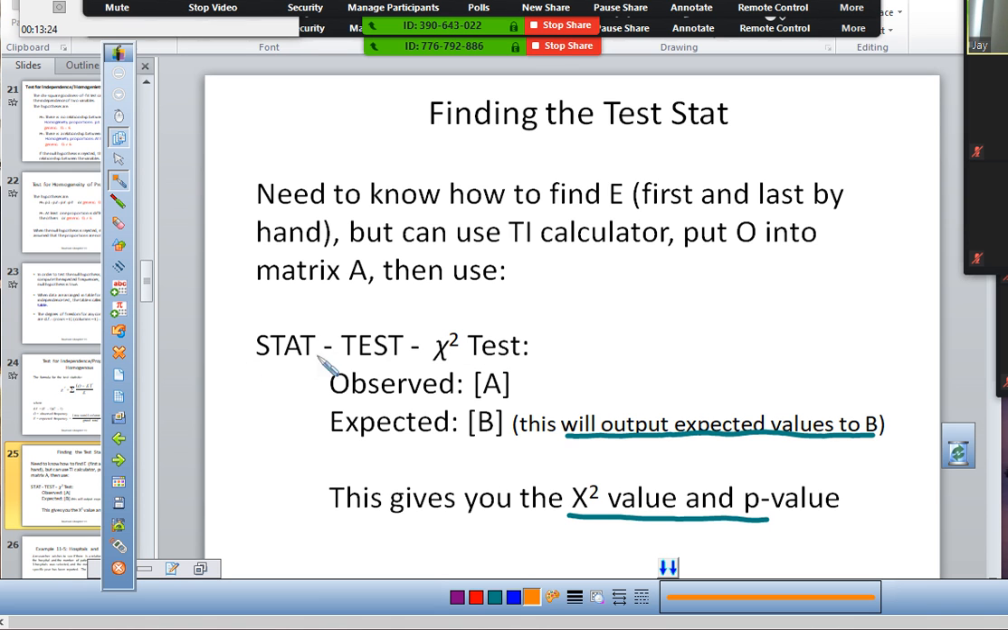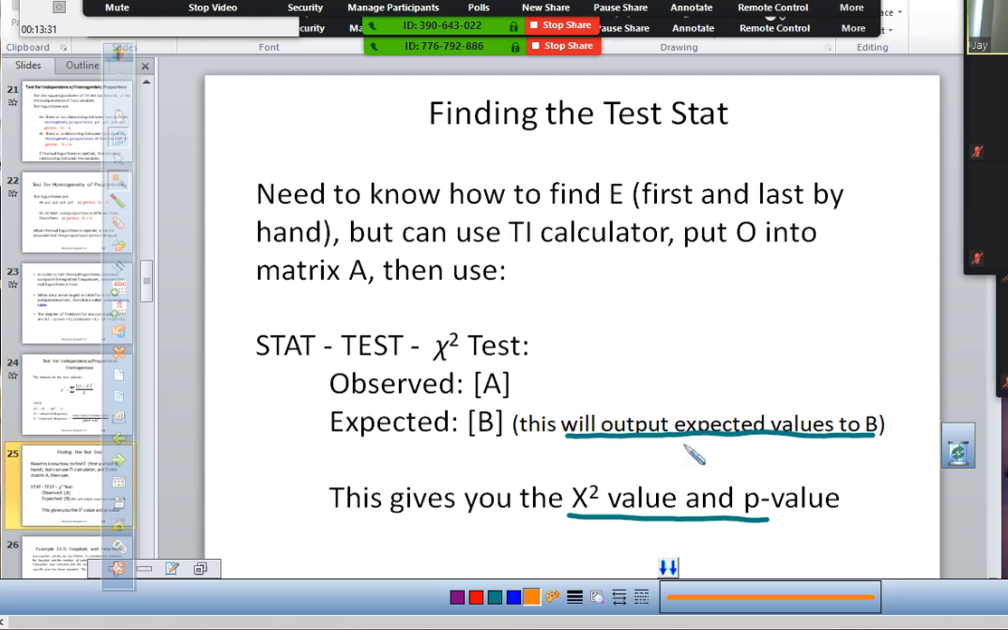So to do it, we're going to put our data into matrix A. So matrix is when it has this little square box here like that. You can see the little squares around it. That's matrix A. And then we're going to do stat test chi-square test on A, comma, and A and then B. What that means is that we've put everything into A, and then it's going to calculate the expected for you and put that into B. It's going to store that into B for you.